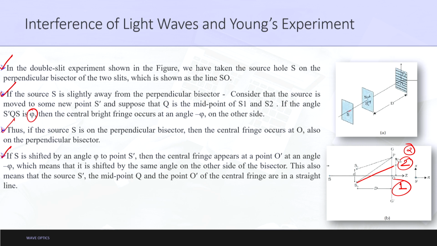So what is the straight line being talked about here? This is that point O dash, this is that point Q being talked about, and this is the point S dash. So this also means that the source S dash, the midpoint Q, and the point O dash of the central fringe are in a straight line. This was the final conclusion of this experiment today.